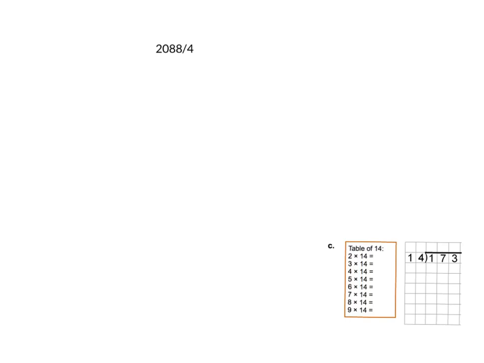Here we're going to practice using the standard algorithm for division. We're going to start with a one-digit divisor and then move down to a two-digit divisor using a multiplication chart to help us out. So grab a pen here.